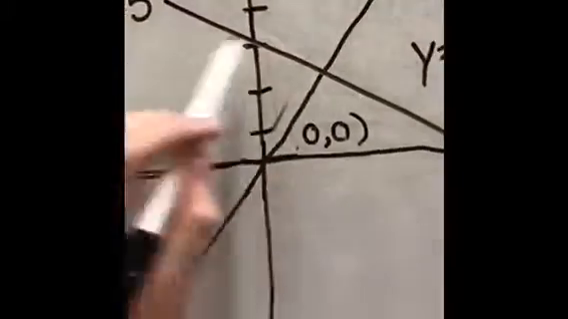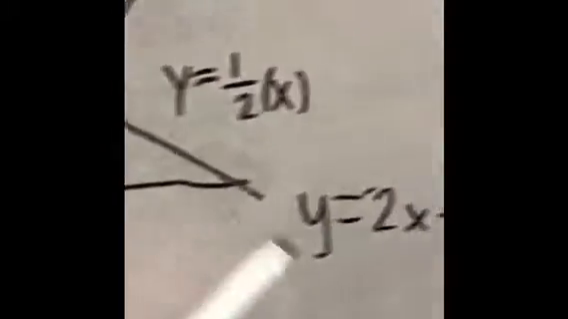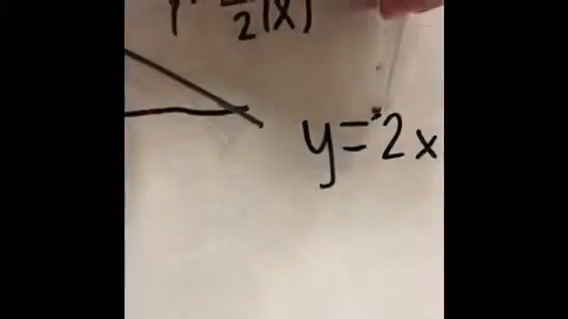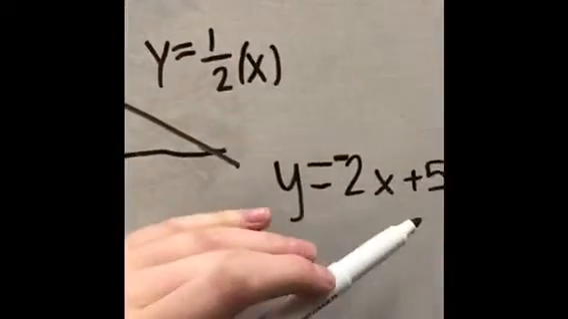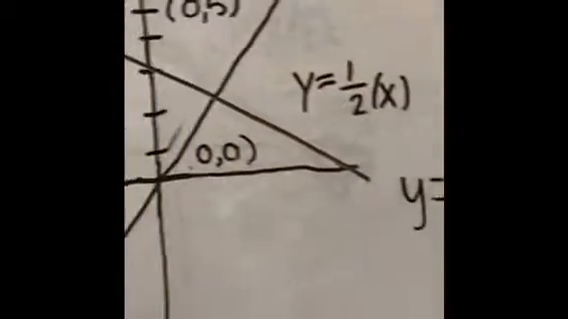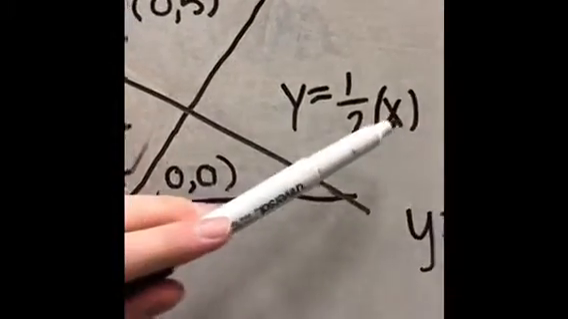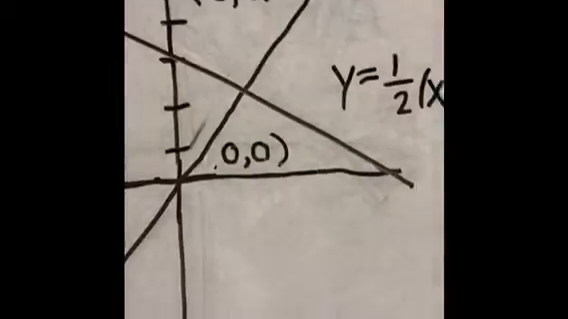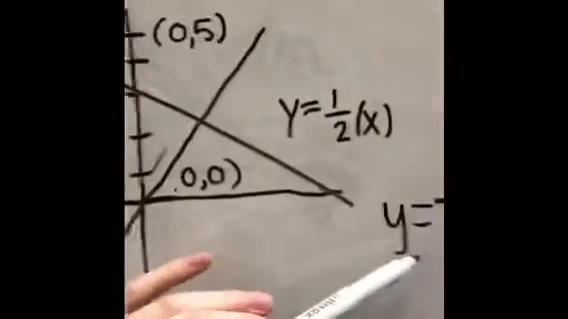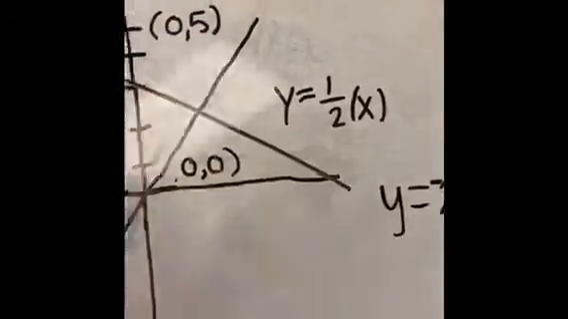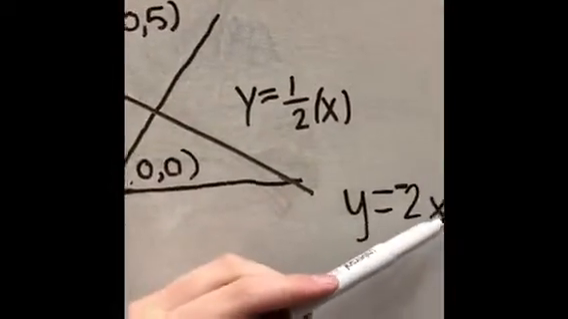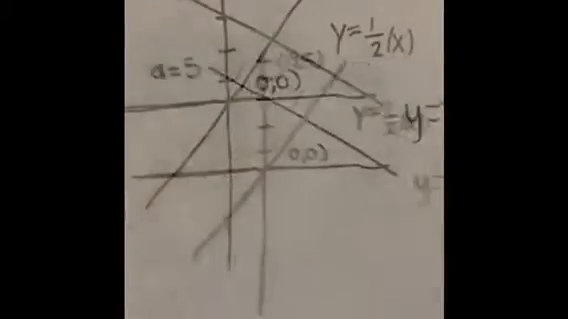And so our formula for that perpendicular line is going to be y equals -2x plus 5. So what we did here was we drew our first line, y equals 1/2 times x. And then we drew our perpendicular line, which is the reciprocal of our original line, and the formula for that line is y equals -2x plus 5.